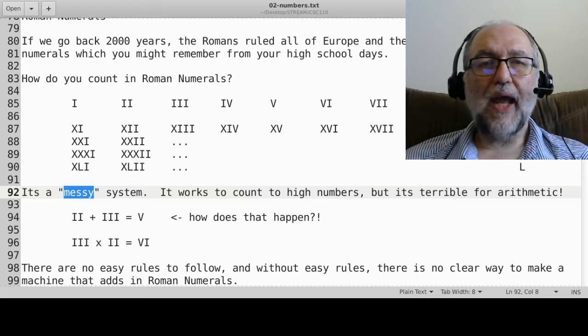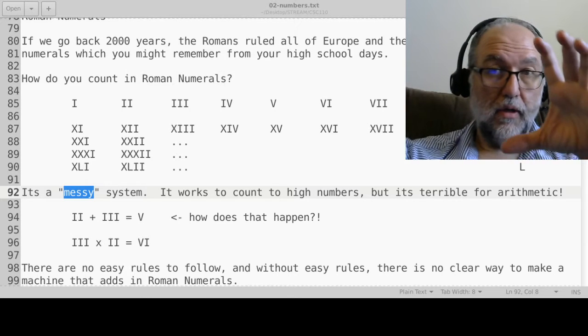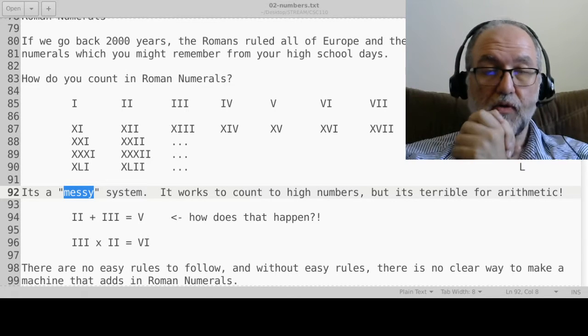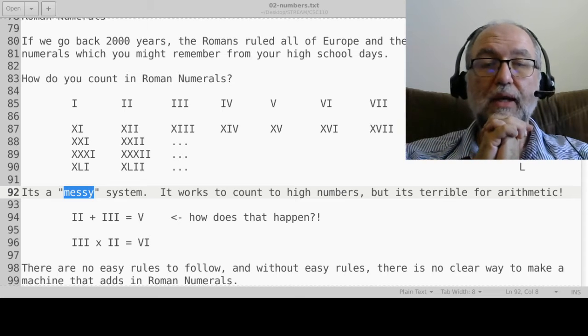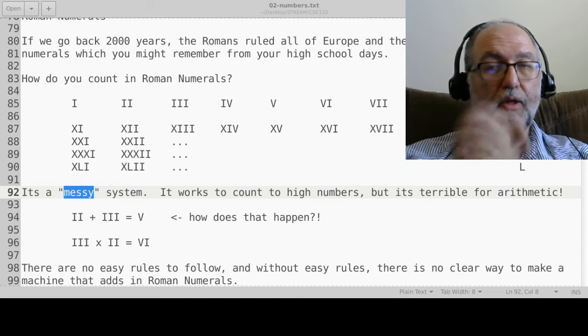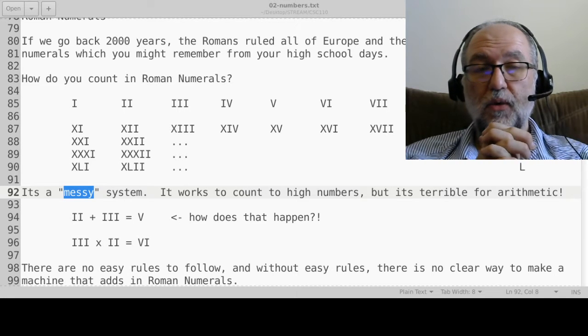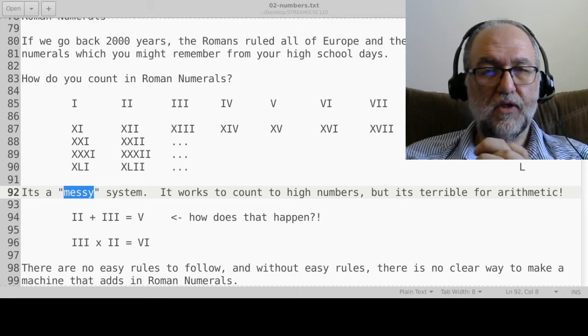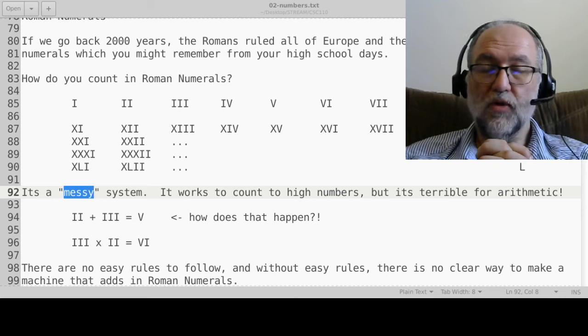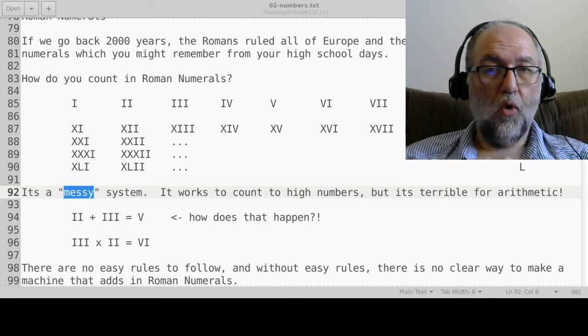It's okay if you want to put a big number in just a small number of symbols on, say, a building. Buildings always have the year that they were built in Roman numerals because it's kind of antiquated, it's quaint, and so it looks nice. And that's what we use Roman numerals for today, just for something ornate.